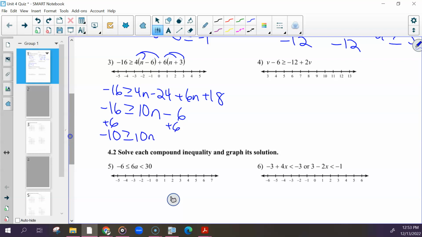And then you would be dividing both sides by 10, not -10. That threw some of us off. So we have -1 is greater than or equal to n, or n is less than or equal to -1. So again, closed circle at -1 going to the left. Questions on that one?